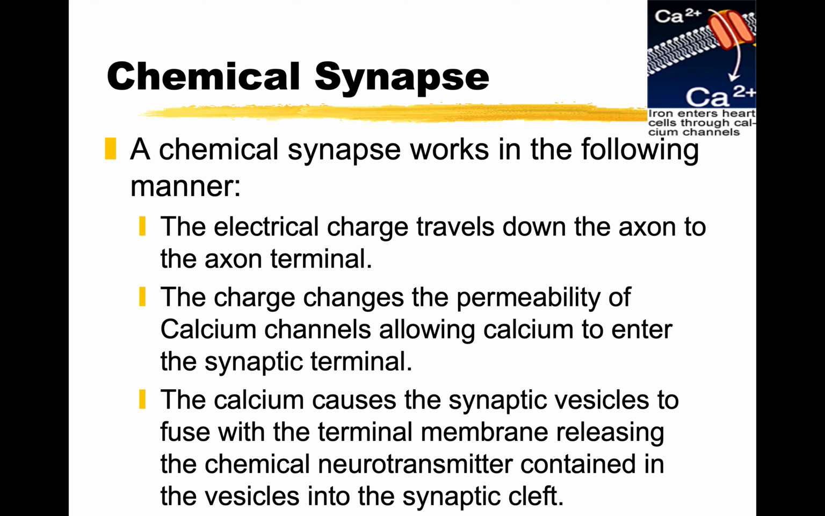The electrical charge travels down the axon to the axon terminal. The charge changes the permeability of the calcium channels, allowing calcium to enter the synaptic terminal. The calcium causes the synaptic vesicles to fuse with the terminal membrane, releasing the chemical neurotransmitter contained in the vesicles into the synaptic cleft. So we've got the calcium.